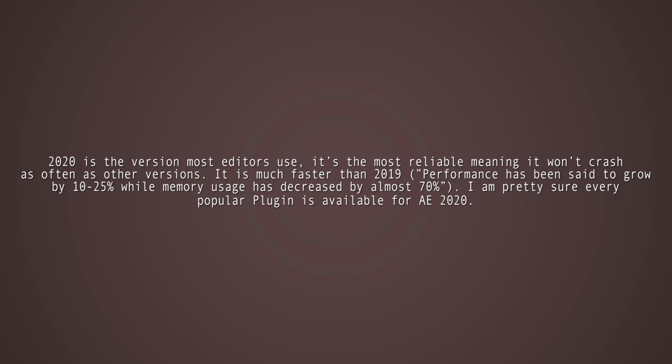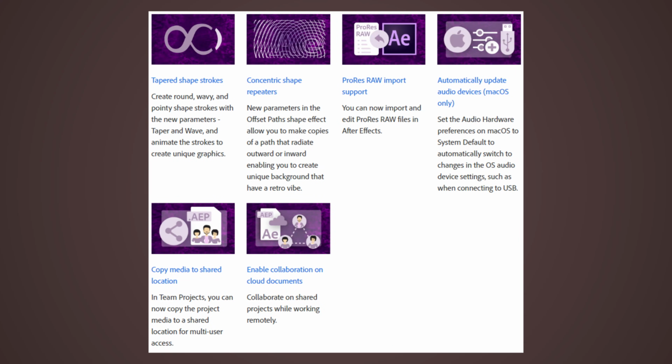2020 is the version most editors use. It's the most reliable, meaning it won't crash as often as other versions. It is much faster than 2019. Performance has been said to grow by 10 to 25%, while memory usage has decreased by almost 70%. I am pretty sure every popular plugin is available for AE 2020.